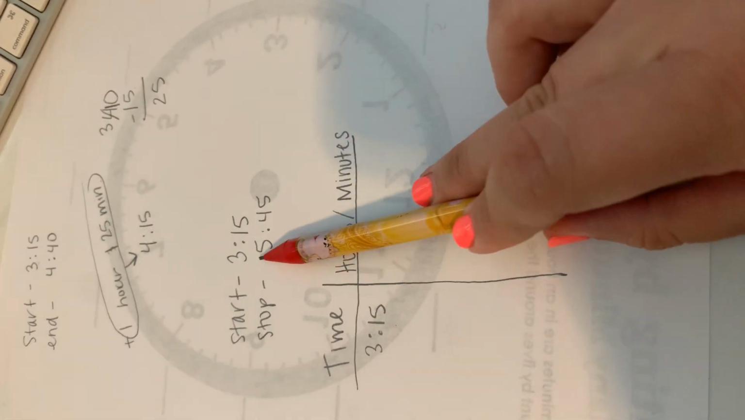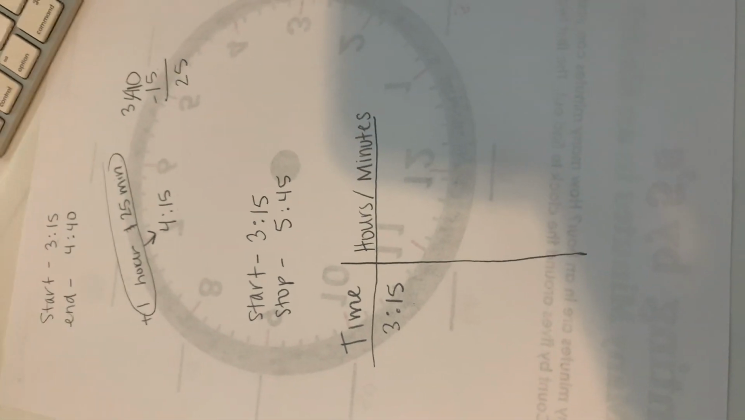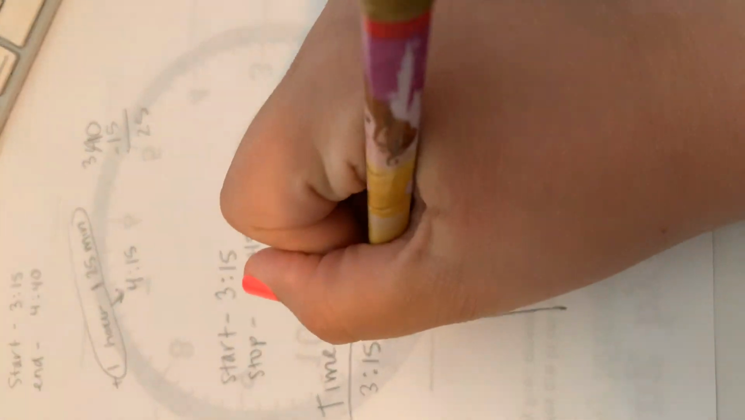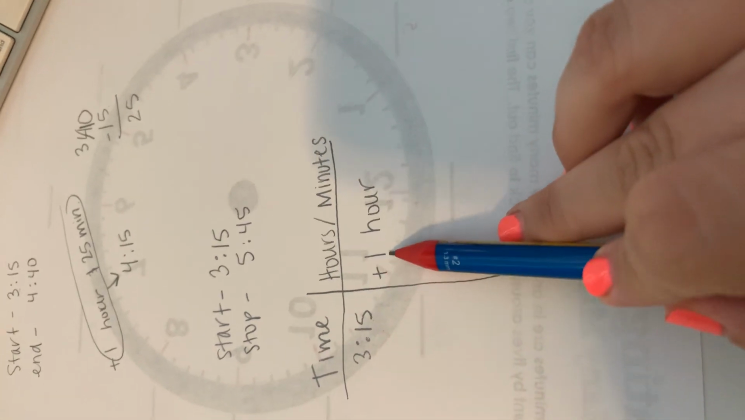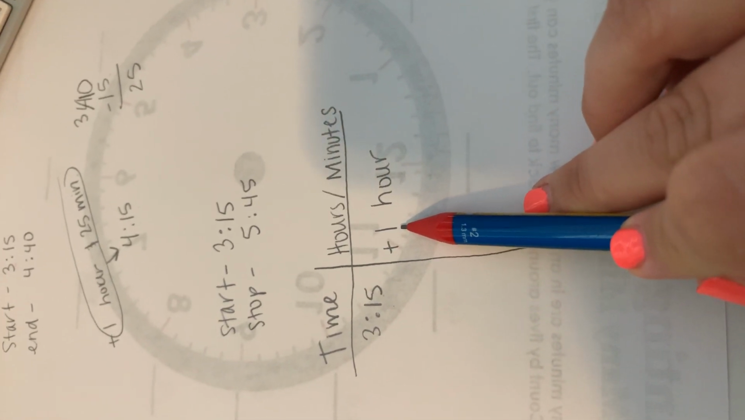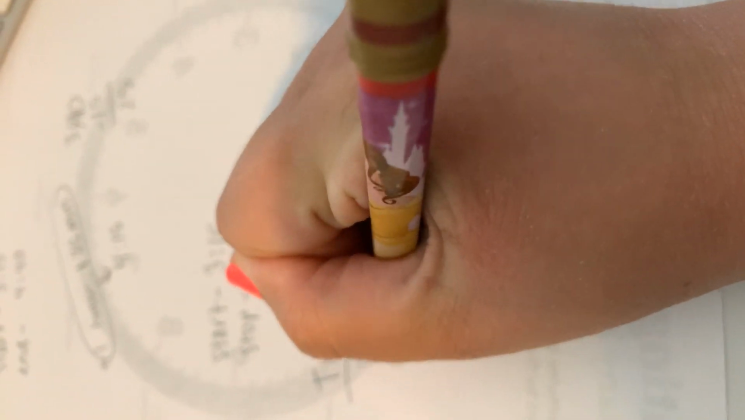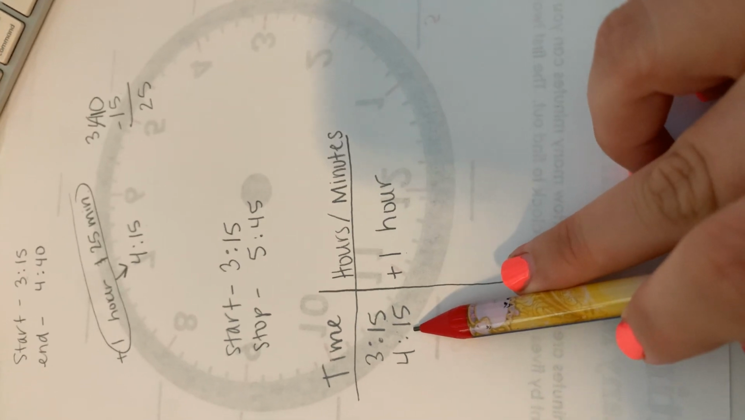Now, remember the first step up here I told you was to see if there's an hour. Let's see, do you think 3:15 to 5:45 has an hour? Of course, it's at least 1 hour. So we're going to go ahead and put plus 1 hour. And if I add 3:15 and 1 hour more would be what time? Good, 4:15. That's an hour later. Okay, so I know that 1 hour is going to be 4:15.